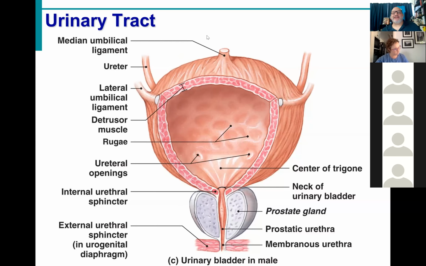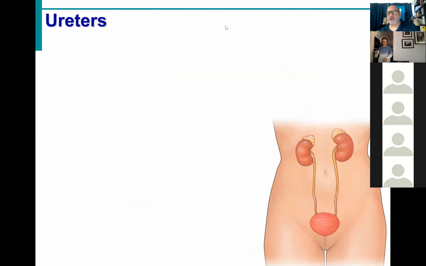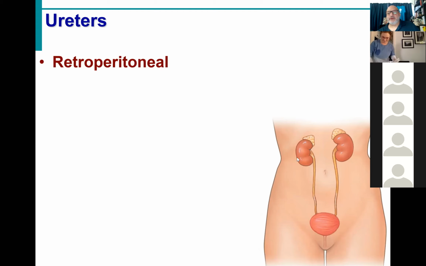Excellent. So our last component that we need to talk about is our urinary tract. And as we talked about on the very first day, it's basically comprised of 4 main structures. Those 4 main structures are the paired ureters, the bladder, and then the urethra. So let's talk about those in part, starting first with the ureters. Remember, the ureters are one of those retroperitoneal organs.